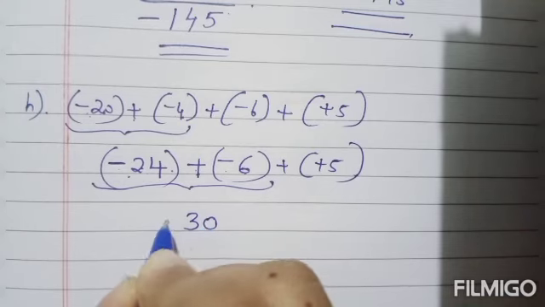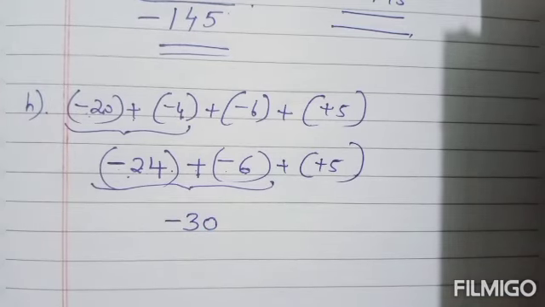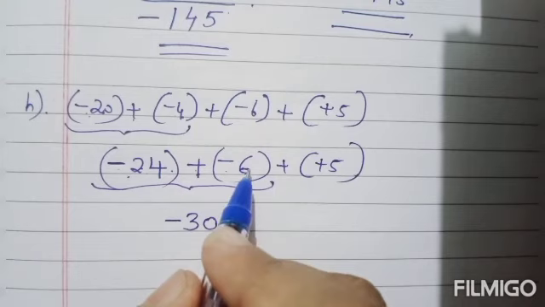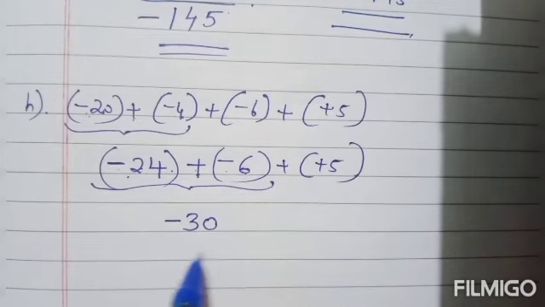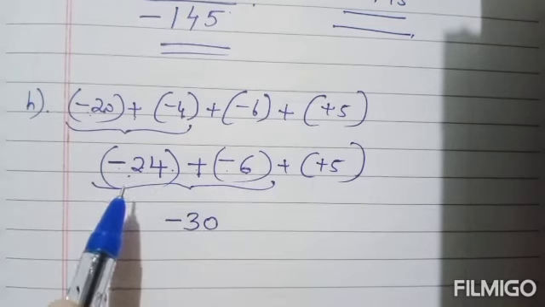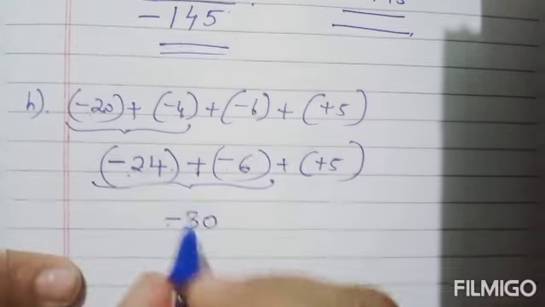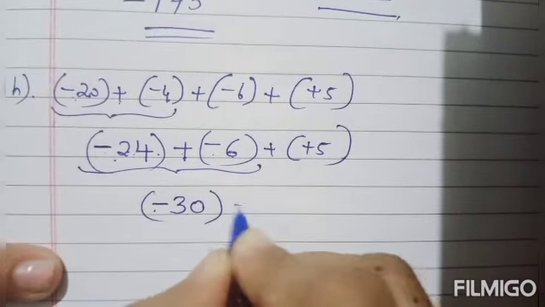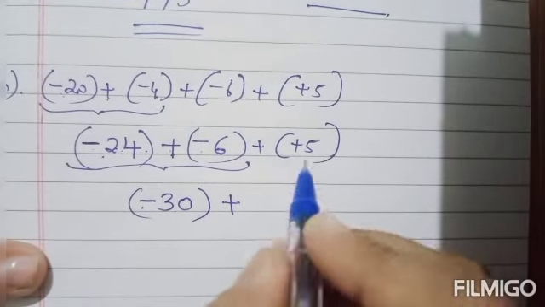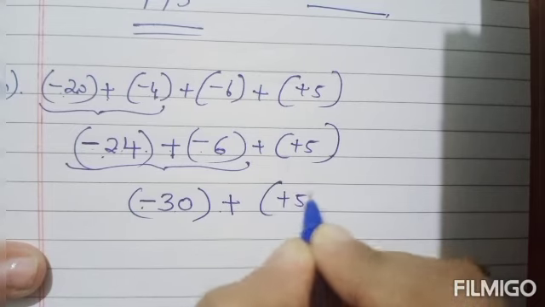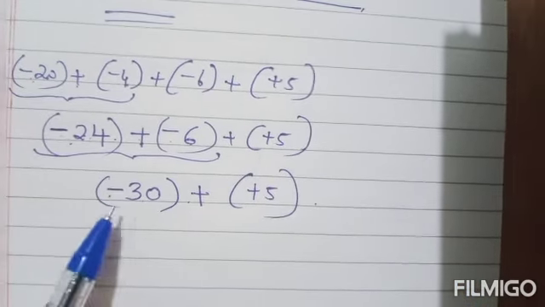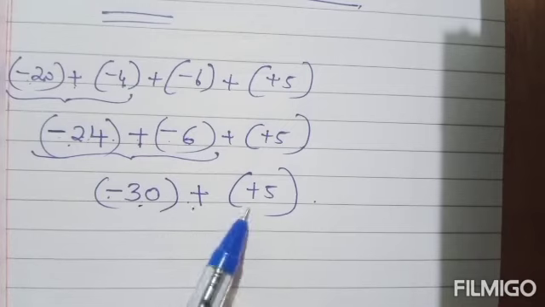Now what will be the sign? Minus. Okay. Addition of two negative integers, you will get a negative integer only. First add the numbers, then put the negative sign. So negative 30. Now here one more number is there. Plus 5. Okay.